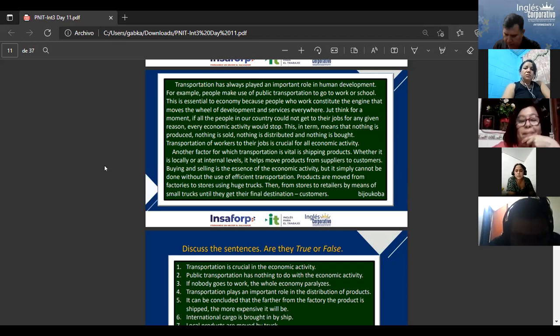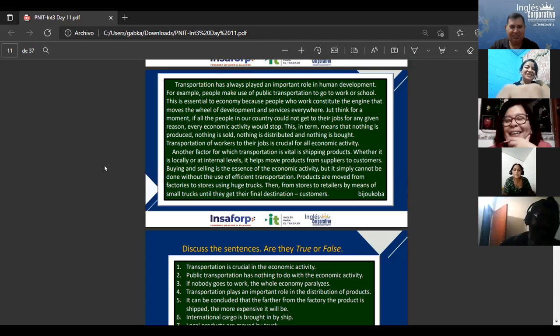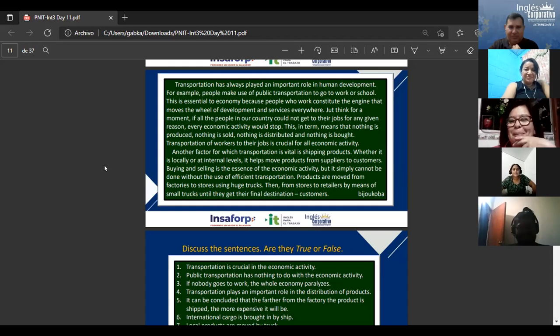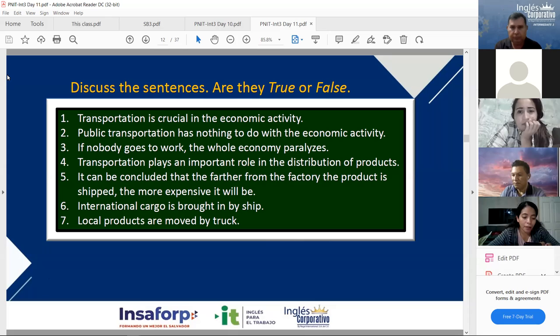Public transportation has nothing to do with the economic activity. True or false? False. It's very dangerous for the people. Yes. It's true.